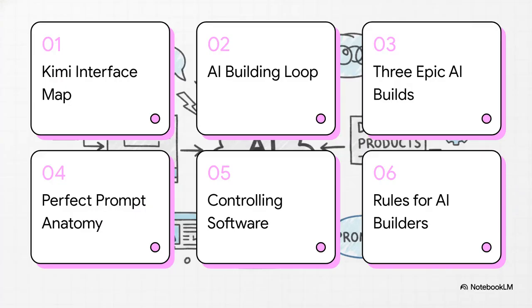So, here's our roadmap for today. We'll quickly map out the Kimi interface, look at the AI building loop, check out 3 epic AI builds, break down the anatomy of a perfect prompt, explore how to control software with MCPs, and finally, go over some golden rules for AI builders. By the end of this, you're going to shift your view of AI from just a simple chatbot to a powerhouse software operator.